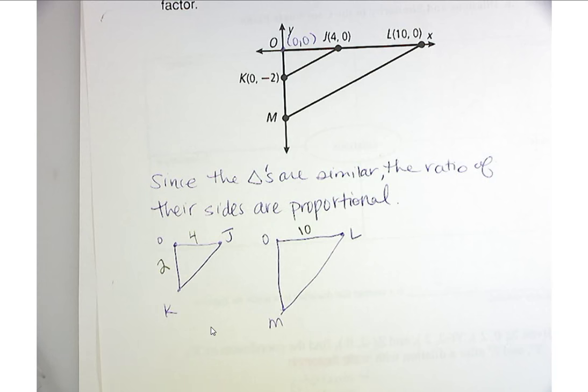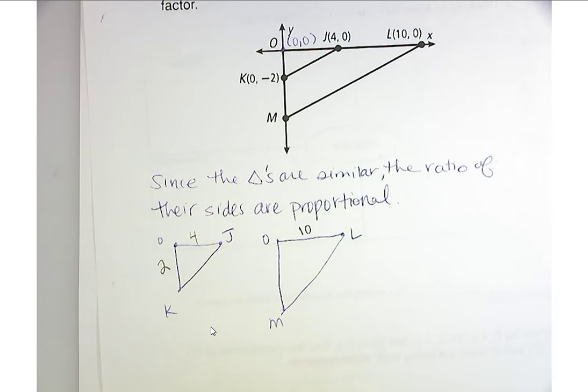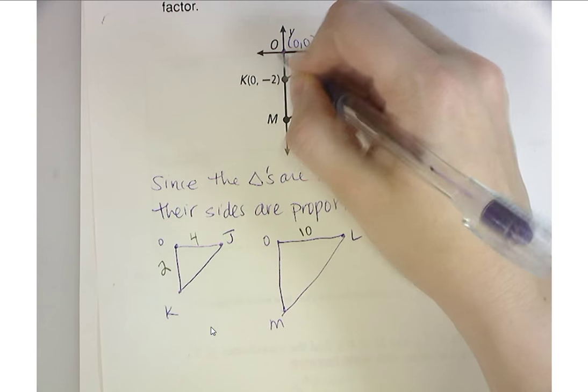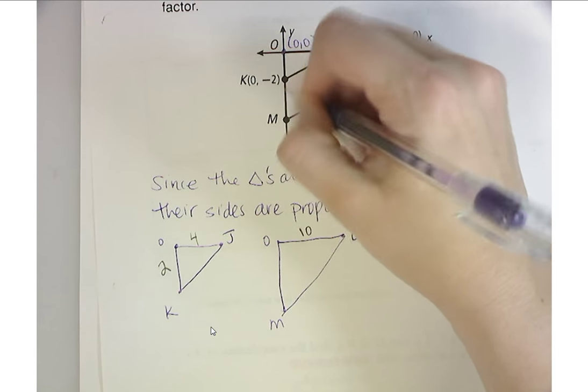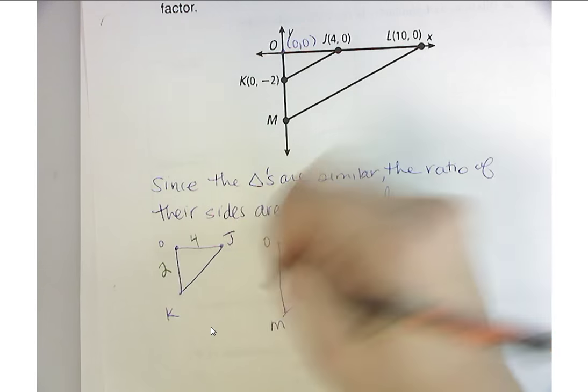Okay, and then for M, oh yeah, we have to find the coordinates of that first. Okay, so do we know what this is to M right now? No, okay, we don't. We know that this is 2, but we're unsure about what this length is right now. So we're just going to call it X.